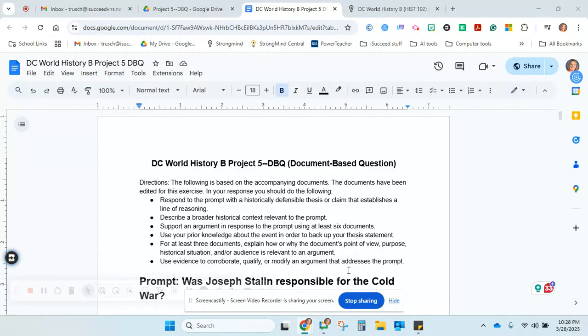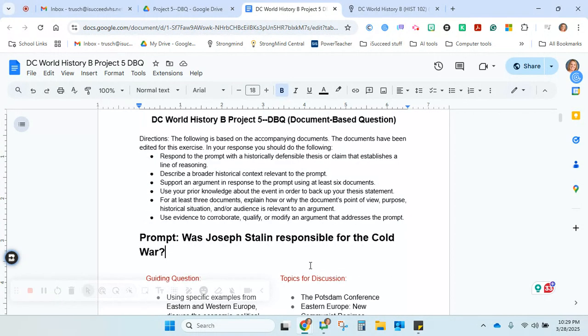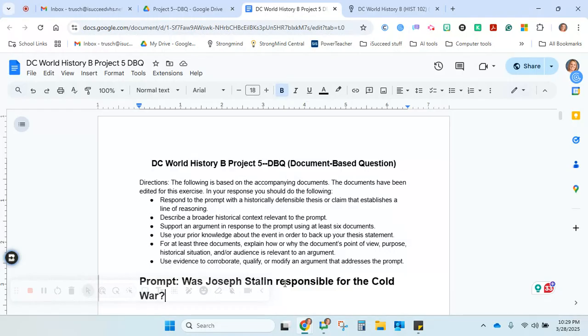Okay, so this is taking all of the information that I have given you, and it wants you to write an essay based on the prompt: was Joseph Stalin responsible for the Cold War? Now, one of the tricky things about this is that you will only use the documents that I provide for this question, okay? So the directions say the following is based on the accompanying documents. The documents have been edited for this exercise.